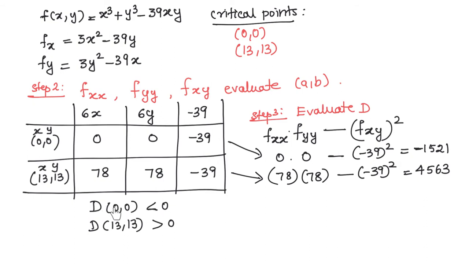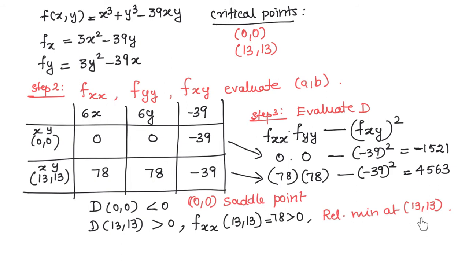If D is negative, that means the 0, 0, that is a saddle point. But we need to check whether this is a relative maximum or relative minimum. For that, we will compare the second partial derivative of f with respect to x at this point 13, 13. So calculate the sign of that. Oh, we already calculated that, right? That is positive. So both are positive. Both are positive means 13, 13 will be the relative minimum. So relative minimum at 13, 13 and 0, 0 is the saddle point.